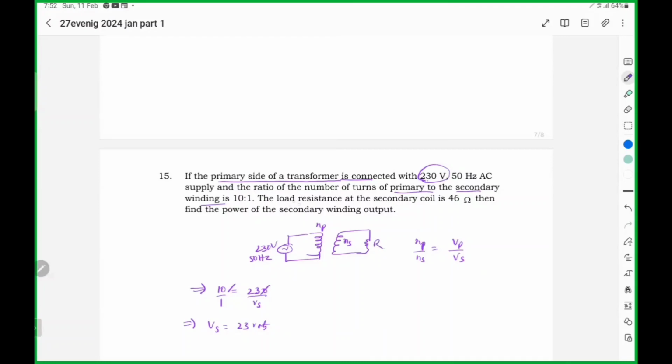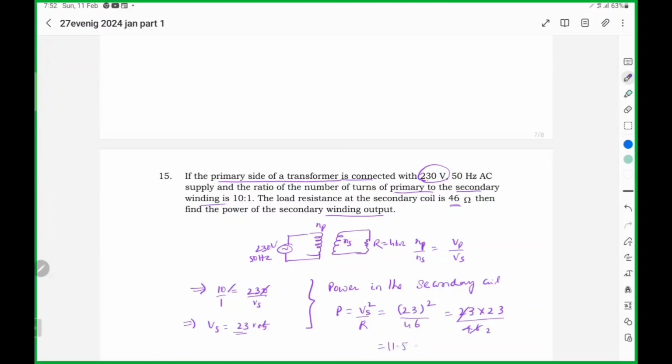So here the resistance he has given is 46 ohms. Power in the secondary coil is V square by R. In the secondary coil the output is 23 volts. Resistance given, 23 into 23 by 46. 11.5 watts.